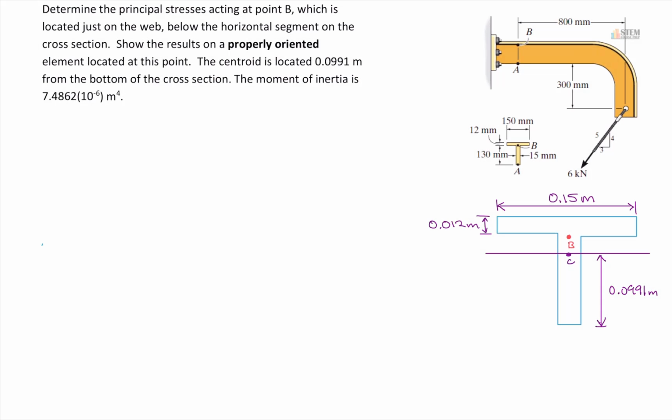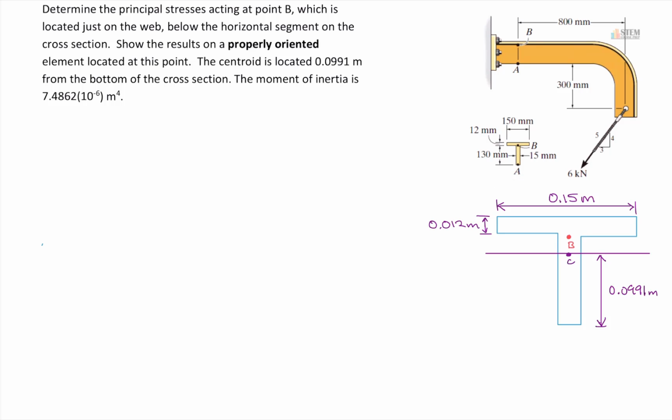All right, here's a quiz I gave today in class, and this one is over principal stresses. So what we've got is this bracket. It's bolted on this wall, and then we've got this applied force right here, 6 kilonewtons. And we can see the cross-sectional area right here.